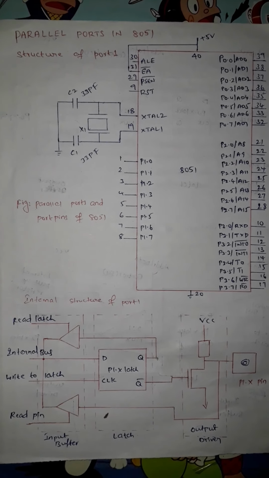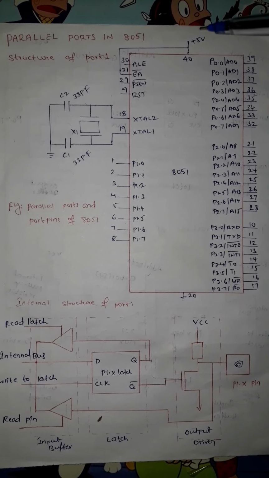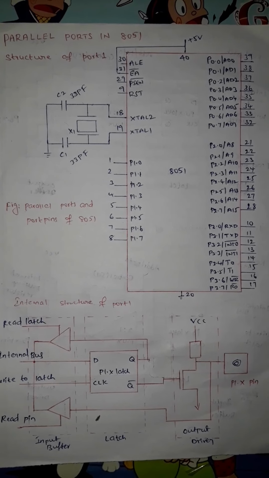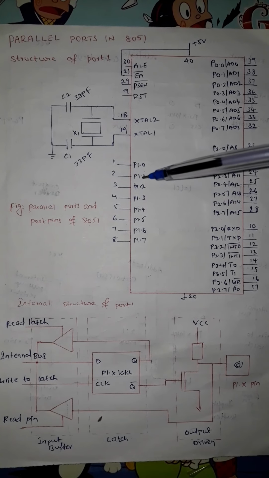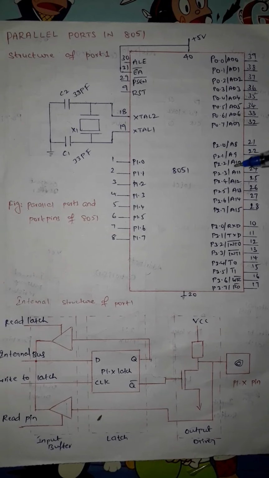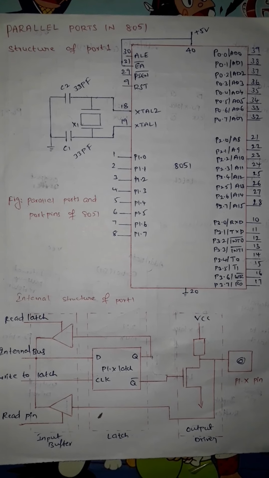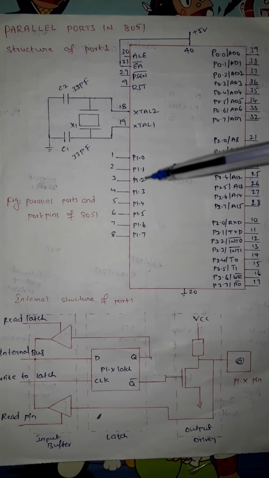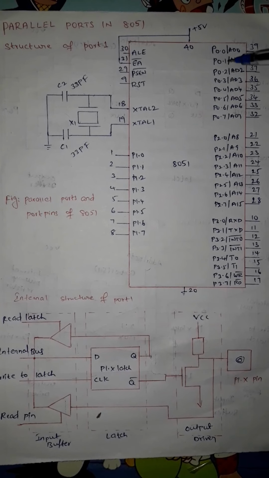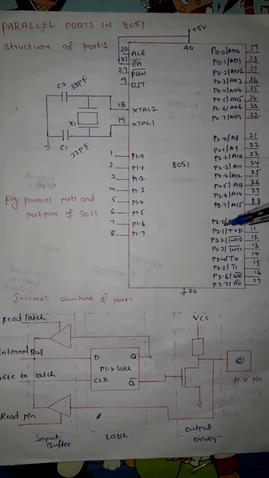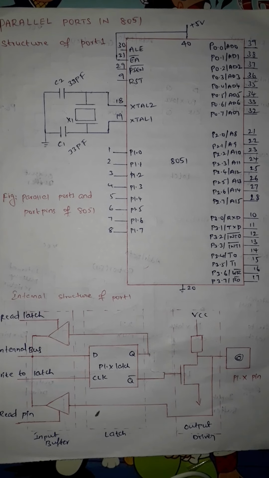Hello friends, in this video lecture, today we'll see the parallel ports in 8051. In 8051, we have 4 parallel ports named port 1, port 0, port 2 and port 3. The size of each port is 8 bits. So you can see that each port's pins are numbered from 0 to 7. P1 is numbered from 0 to 7, and P2, P0 and P3 are all numbered from 0 to 7. So each port has 8 pins.